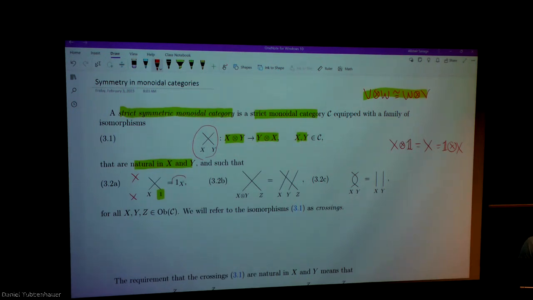So it makes sense that they have to be equal to the identity on x. So that's the first axiom. You should think of that as compatibility with the unit object. We want our symmetry data to be compatible with this unit object.